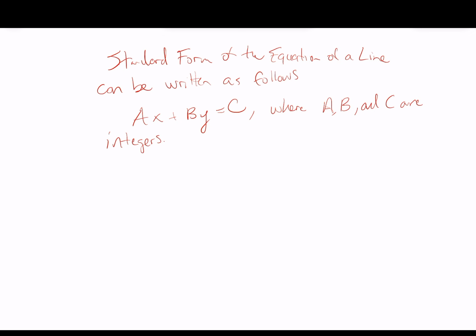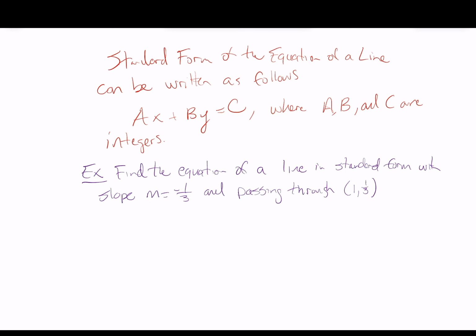So can we find the equation of a line and write it in standard form? Well, let's give it a try. Let's find the equation of a line in standard form with slope m equal to negative 1/3 that passes through the point 1, 1/3. The first thing we want to do is plug these two pieces of information into the point slope formula, which is y minus y1 equal to m times x minus x1. So let's plug it in. Y minus 1/3 is equal to negative 1/3 times x minus 1.